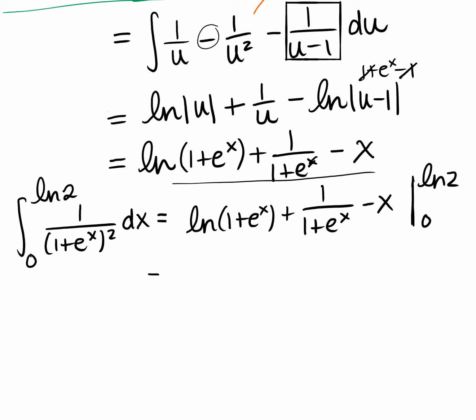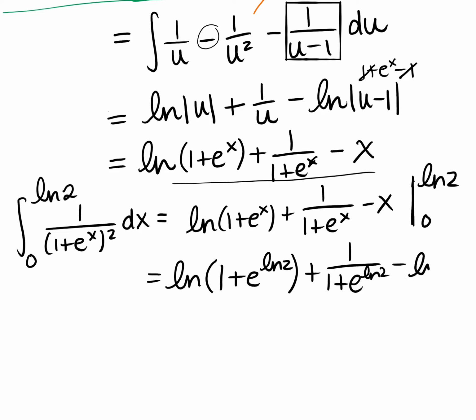All right, so let's start plugging this stuff in. So I get natural log of 1 plus e to the natural log of 2 plus 1 over 1 plus e to the natural log of 2 minus the natural log of 2 minus this whole thing with 0 in it. Don't just assume, don't assume.